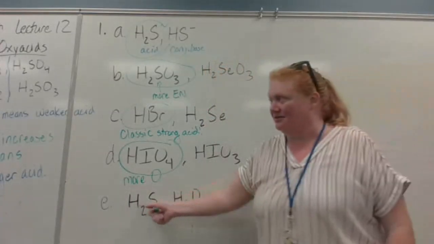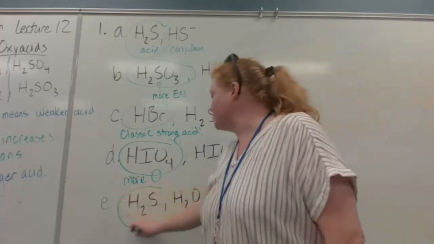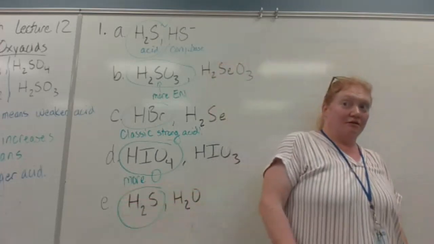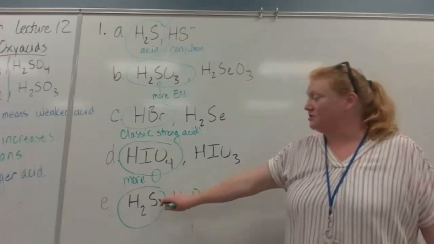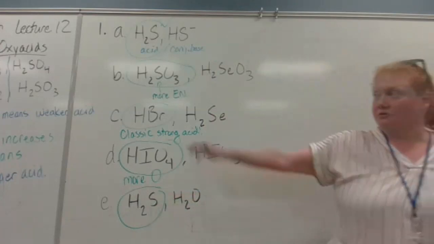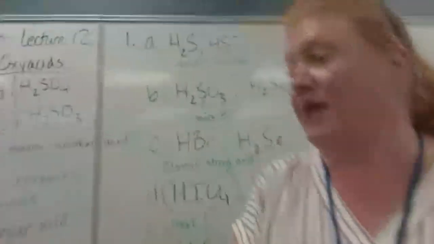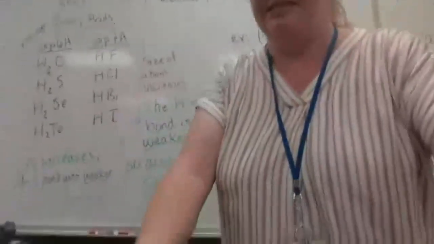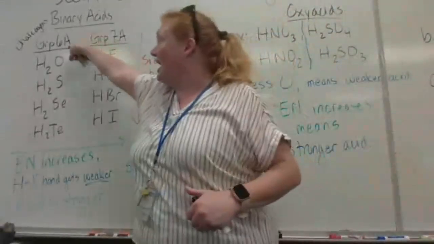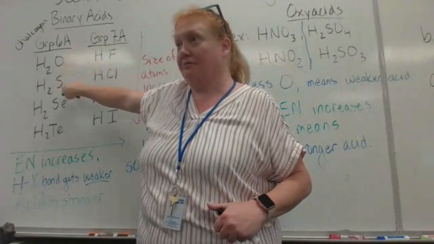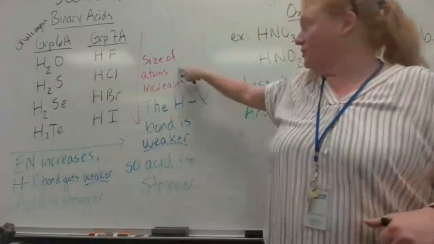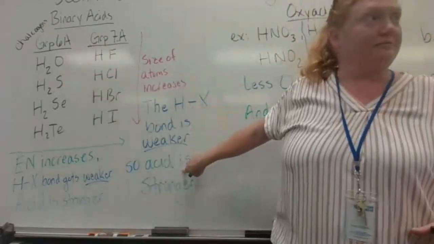And which one is stronger? H2S. Now why is H2S a stronger acid than H2O? This is comparing size. This is a binary acid, and I can compare size. S is bigger. Bigger, weaker bond, stronger acid.